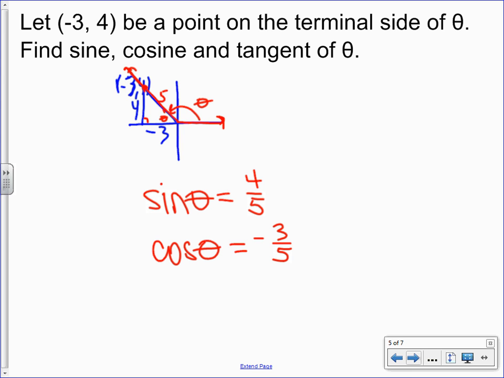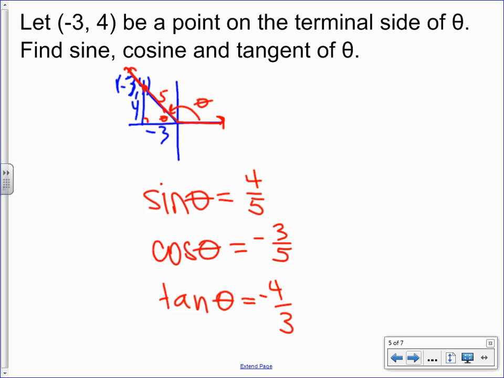Okay? If you did not label this as a negative 3, you would need to remember, oh yeah, cosine's negative in the second quadrant. That's why I think sometimes it's helpful to label it as a negative side, even though it's awkward. Okay. And then tangent of theta, Matt. 4 over negative 3. Excellent.